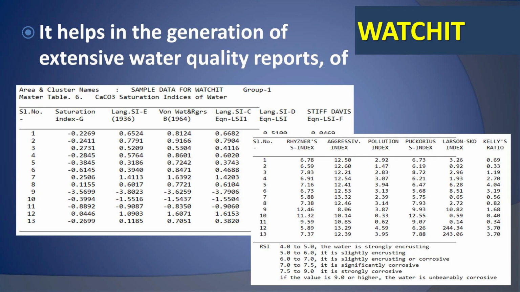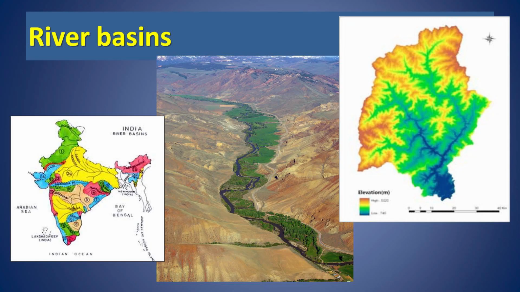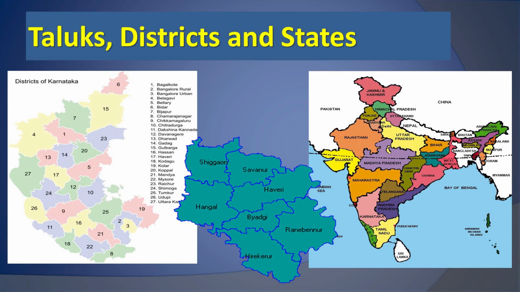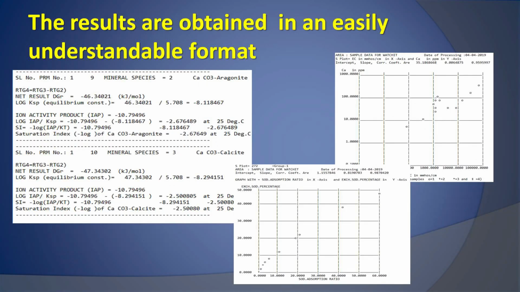It helps in the generation of extensive water quality reports of watersheds, river basins, lakes, tidal inlets, estuaries, taluks, districts, and states. The results are obtained in an easily understandable format. If any doubt arises, one can go through the rough work file to know why such results are coming out. This provision is not available in any of the other software used in water chemistry data interpretations.